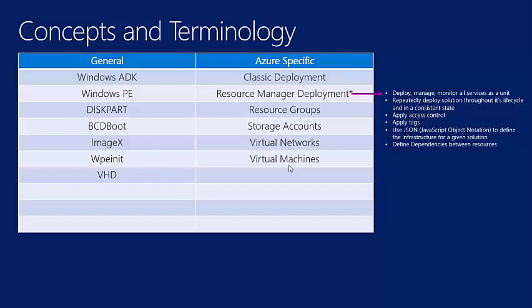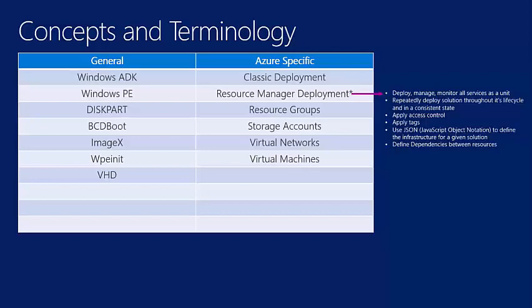DiskPart is a tool to help you manage the configuration of disks. That includes partitioning, formatting, mounting the disk, etc., right? BCDboot, a tool used to help create or repair your boot image files, right? So if you want to create a bootable partition, BCDboot will help you do that and make it easy. ImageX, a tool that supports the capturing, modifying, applying of your image files, the traditional WIM format, right? There's a tool called WinPEinit. Now this is a command line tool that will initialize Windows PE at boot time.